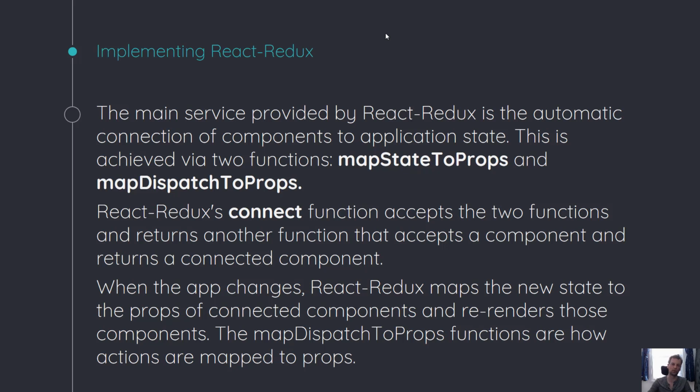It is subscribed via the subscriber pattern, its render is taken care of, and all of the state that it is concerned with inside of the Redux store is now going to be passed into that component through its props, and it is going to have access to that state via the dispatch. Now when the app changes, React-Redux maps the new state to the props of the connected component and re-renders that component for us.